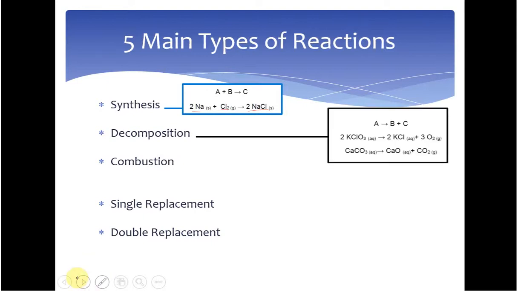Second is decomposition. Decomposition is exactly the opposite of synthesis. You have one reactant that breaks down into 2 specific products. The most common things to do this are chlorates or carbonates. Those will easily break down to give either oxygen or carbon dioxide gas. Occasionally, you'll also see it with hydrogen peroxide or other peroxides splitting apart to give oxygen as a product. And this would be water over here.